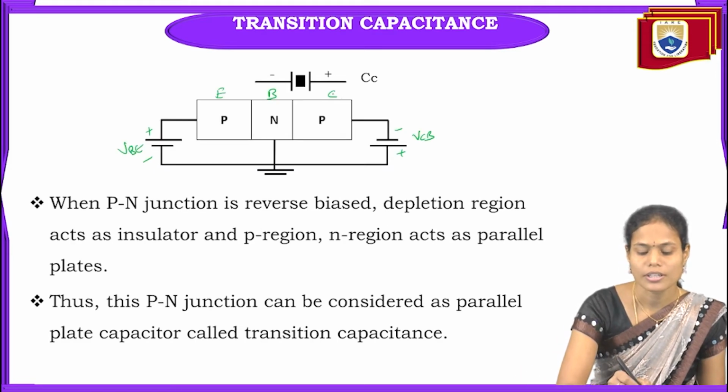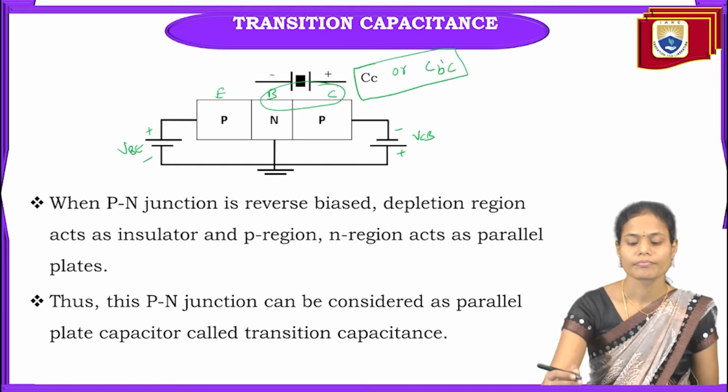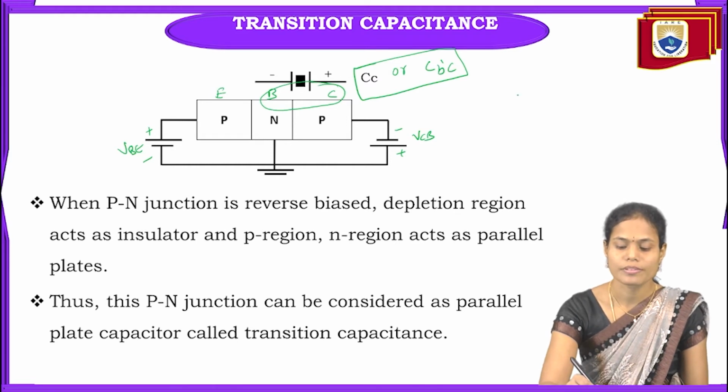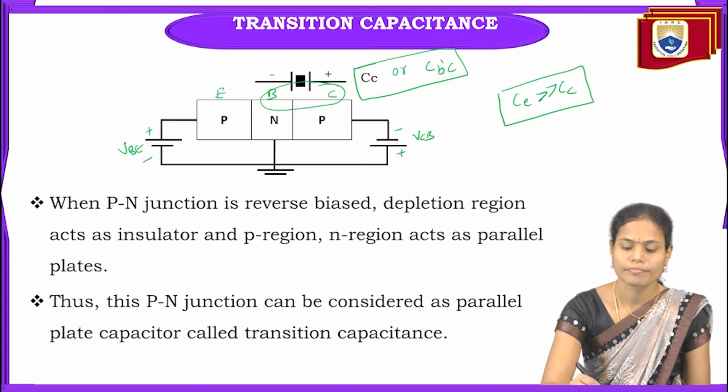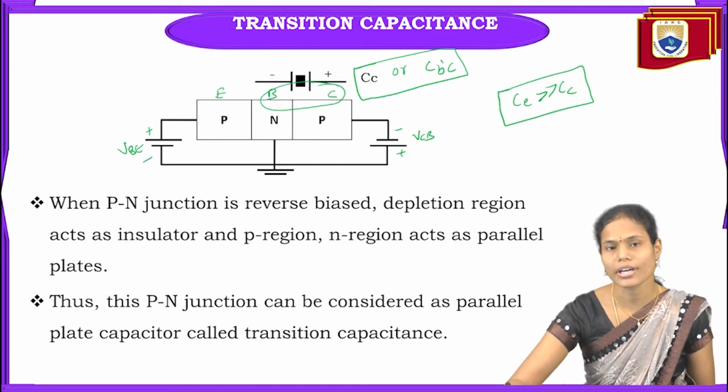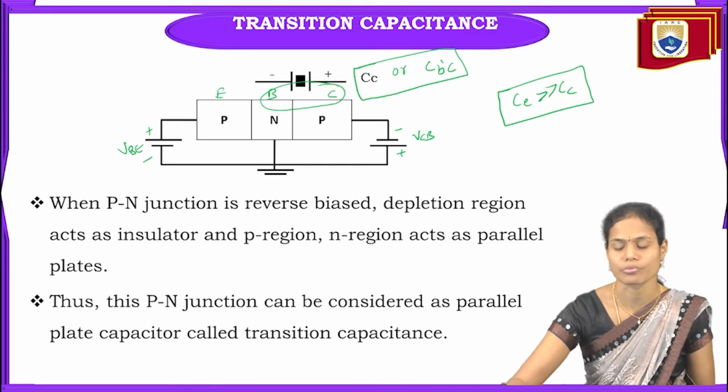So this Cc capacitance we can also represent as Cb'c. Why? Because it is existing between B' and C. That's why I can represent it as Cc or Cb'c. And always Ce is far greater than Cc in any kind of diodes or transistors or amplifier circuits.